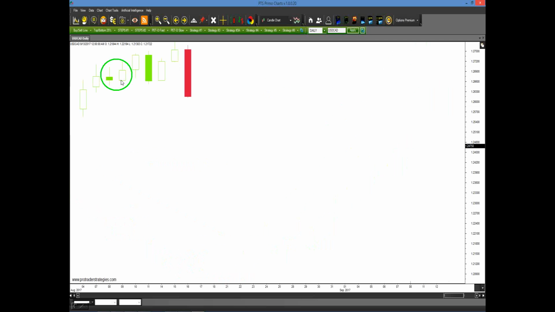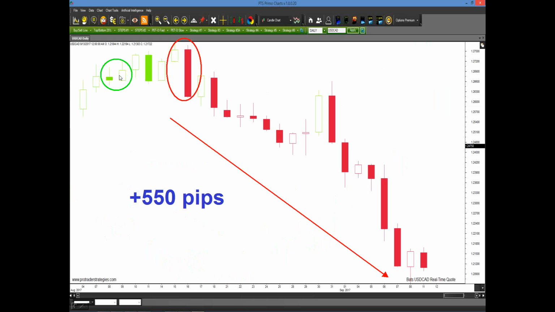Lastly, we have a bullish engulfing pattern in the Canadian dollar. Nothing really happened to this. It went up a little bit, but most likely would have resulted in a loss. That's okay. We're met with a bearish engulfing pattern in the Canadian dollar, so we just simply reverse. We take our loss here and get 550 pips to the downside.